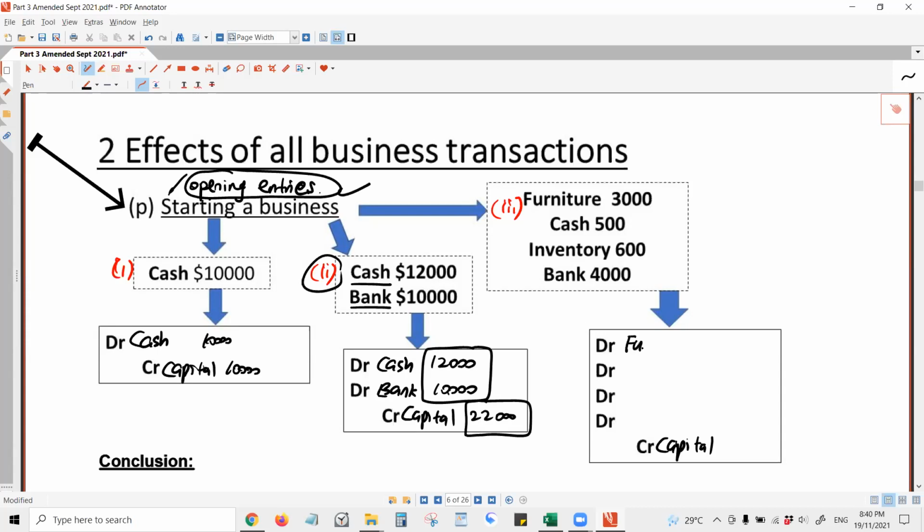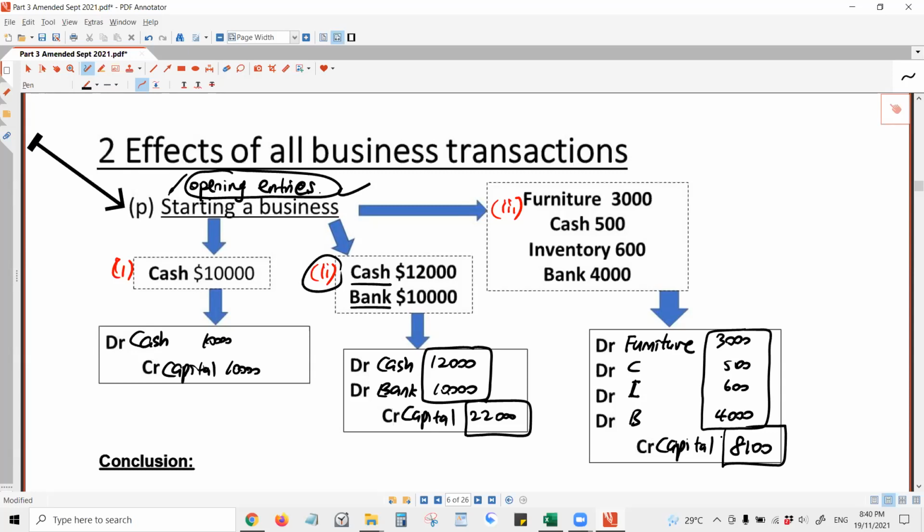Here you put so many things into the business, so just copy and paste. Cash, inventory, bank. I write in short form to save time here. Then the figures, just copy and paste. 600, 4,000, and then here 8,001, which is the total of these four figures. Something to take note: don't always assume that there is just one debit and just one credit. There can be more than one debit, there can be more than one credit. The more transactions you see, the more questions you do, then you will be aware of it.